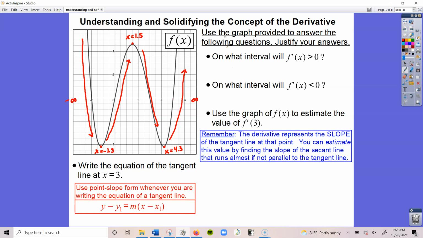So if I want to figure out when my derivative will be greater than 0, that's all of the arrows that are pointing up because that's where my function is increasing. So we would say from negative 1.3 to 1.5 union 4.3 to infinity. And our reasoning would be because f of x is increasing.